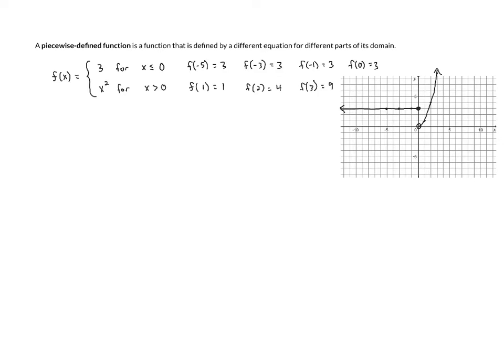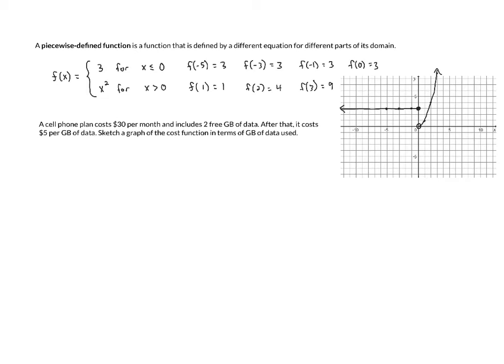What I want to do now is talk about a real life example. So let's take a look at it. A cell phone plan costs $30 per month and includes 2 free gigabytes of data. After that, it costs $5 per gigabyte of data. Sketch a graph of the cost function in terms of gigabytes of data used.